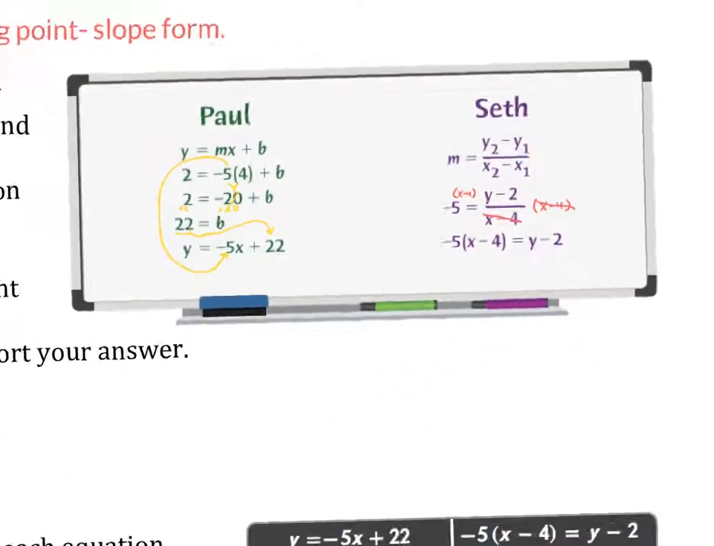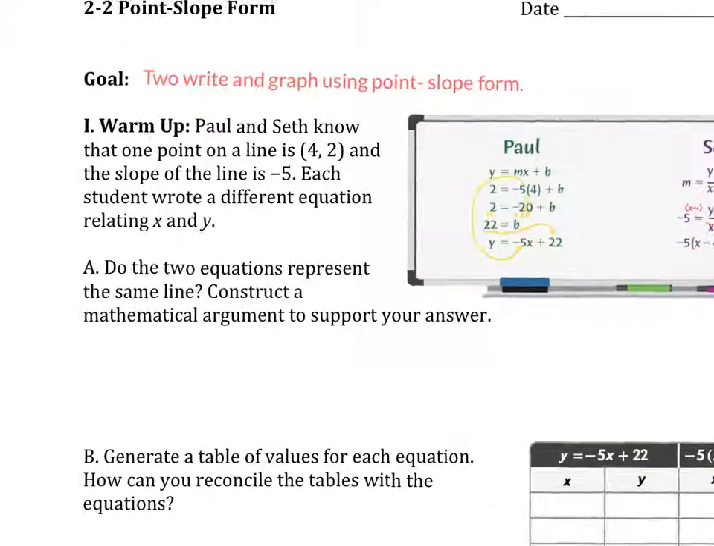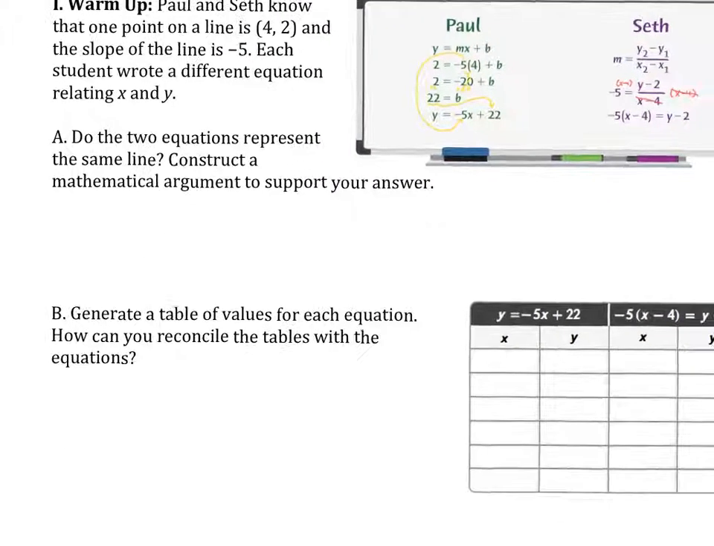So the question now you need to consider is, number one, do the equations represent the same line? So now you're going to think about why. And next, you're going to generate a table of values using Paul's equation and then using Seth's. I suggest using a few, say for example 0, 1, and 2. And try 0, 1, and 2 for this one here and see what you get.